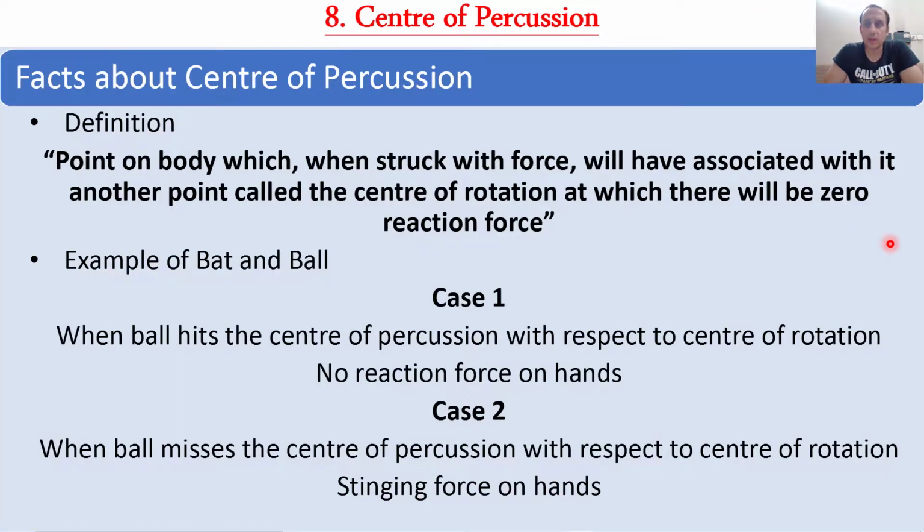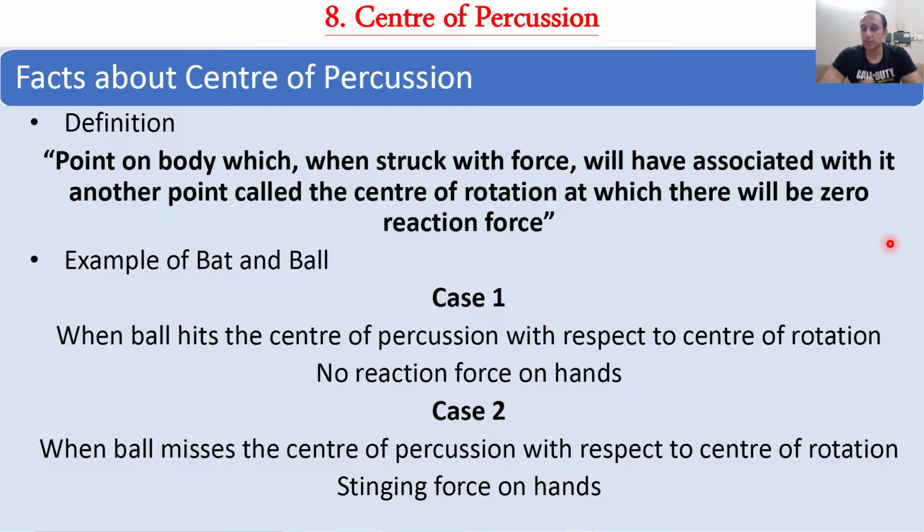And this is the last topic of today's lecture. What is the center of percussion? First of all, we will see the definition of this parameter. It is a point on a body which, when struck with force, will have associated with it another point called the center of rotation, at which there will be zero reaction force or zero linear acceleration. Once again, look at the definition.